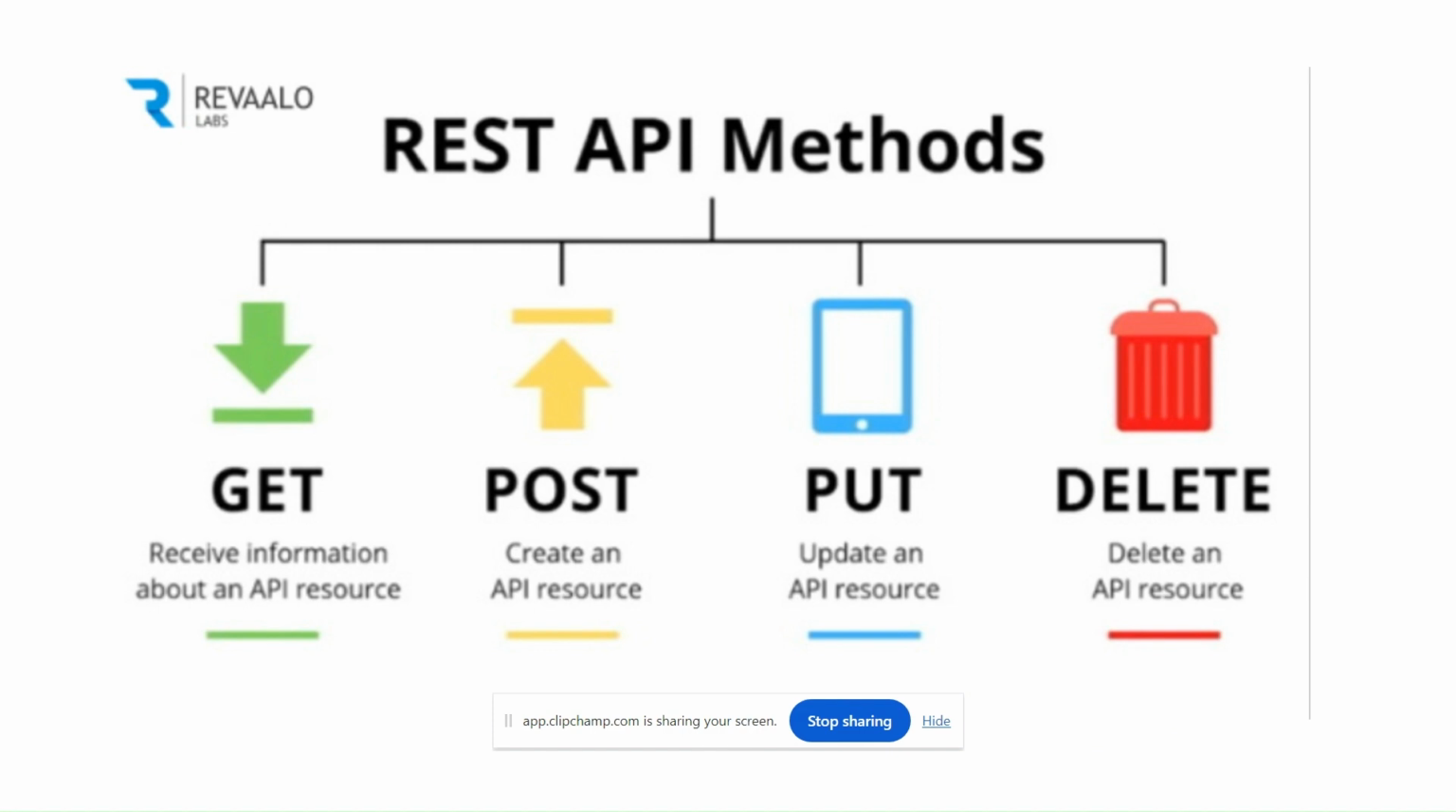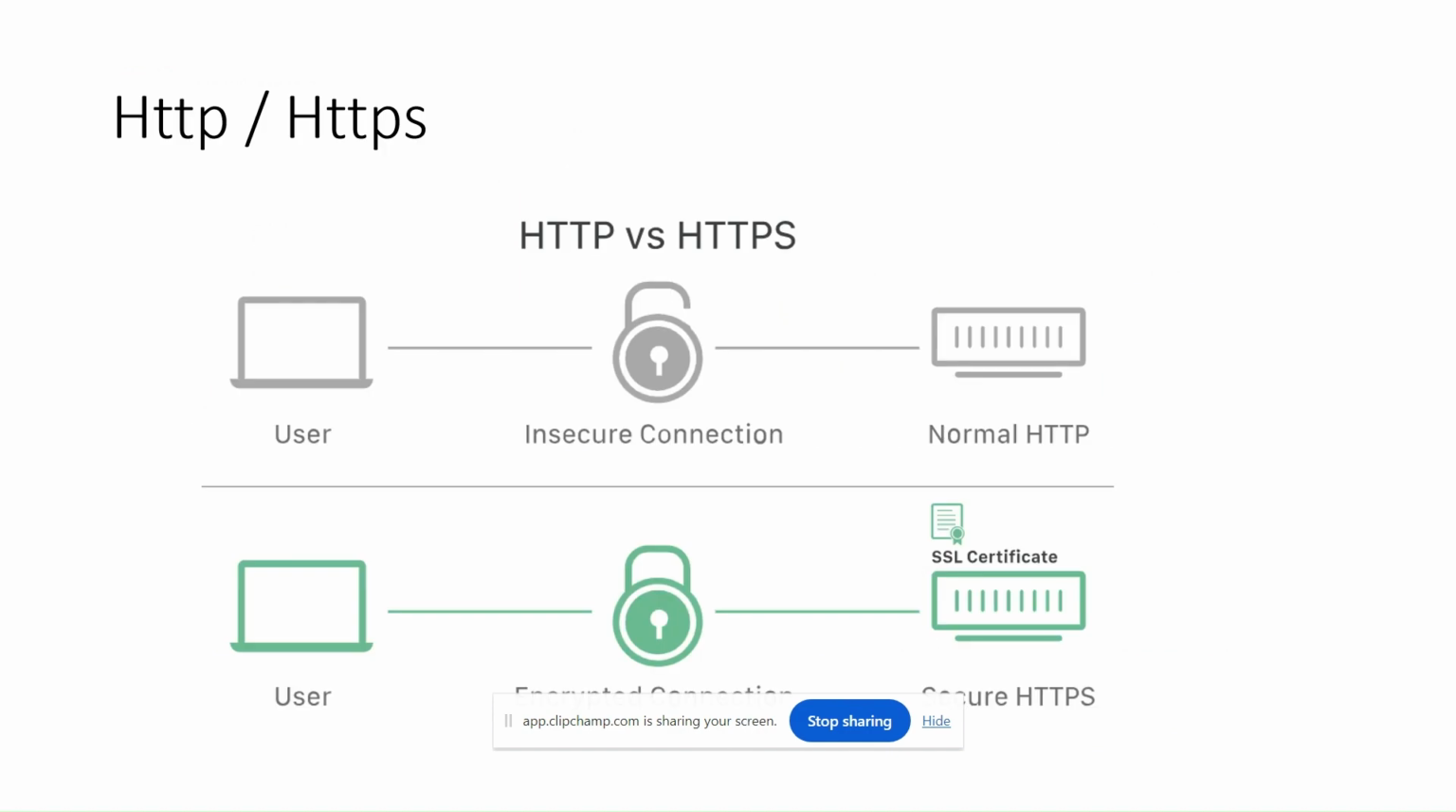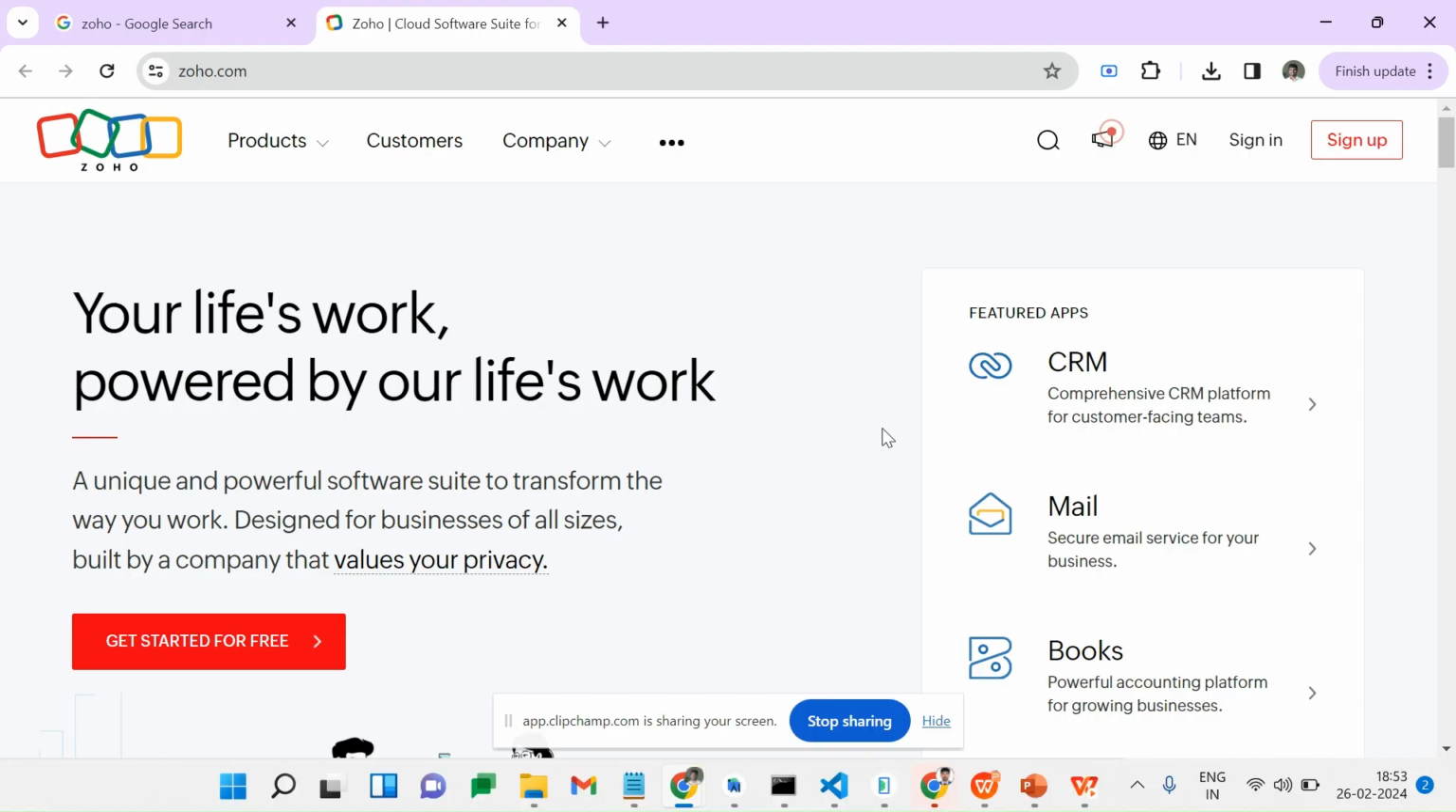Next, the REST API methods. These are the four methods I told you, right? Get, post, put, delete. These four are also called REST APIs. This is one basic example. Now HTTP and HTTPS: Hypertext Transfer Protocol and Hypertext Transfer Protocol Secure. We have two things. I'm going to show a live example.